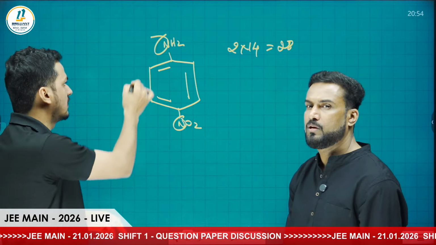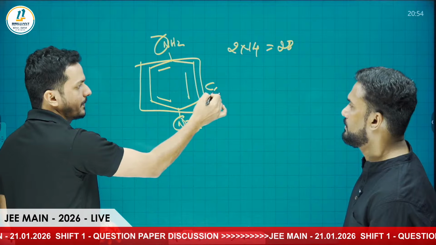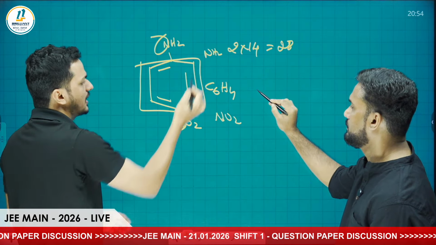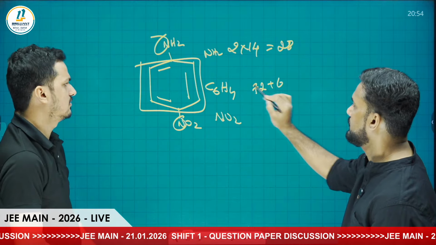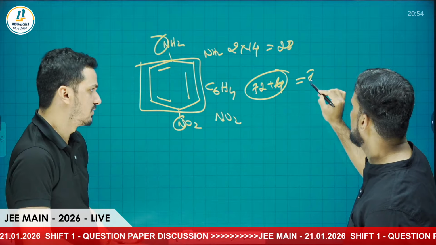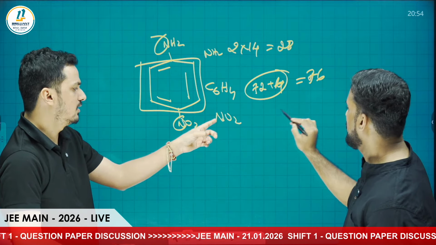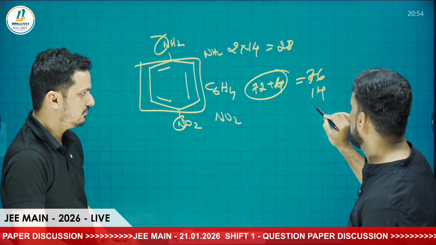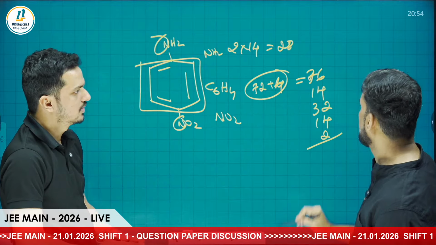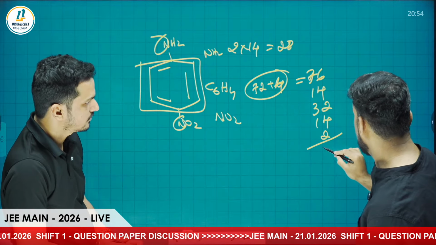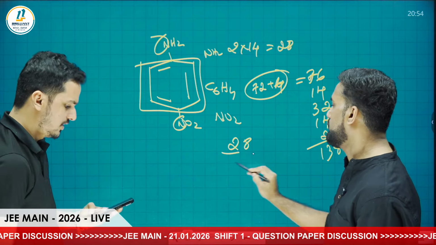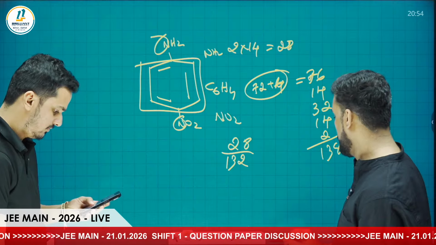What's the total mass of this compound? We have to take C6H4, NO2 and NH2. C6H4 will be 72 plus 4, that means 76. NO2 is 14 plus 32, and NH2 is 14 plus 2, 16. We add it and get 138. So the percentage is 28 divided by 138, into 100.